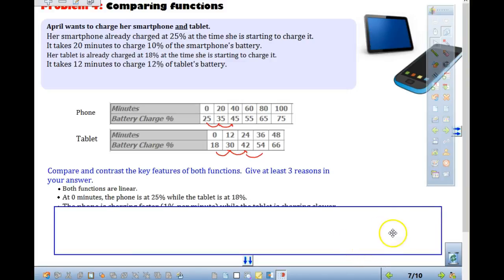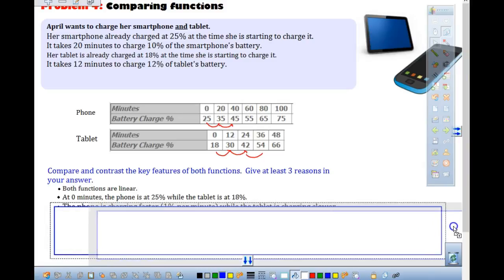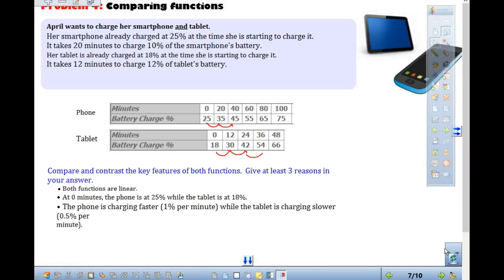The next thing I notice is at 0. I would want to put that down. That's a pretty important part. So at 0 minutes, the phone is at 25%, the tablet's at 18%. The next thing I want to put down is that the phone is charging faster. 1% per minute, right, if we are looking at it. It tells us that it's going up 10% if we are looking at this.